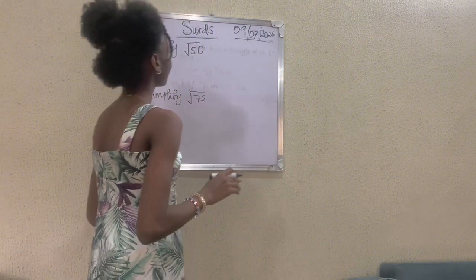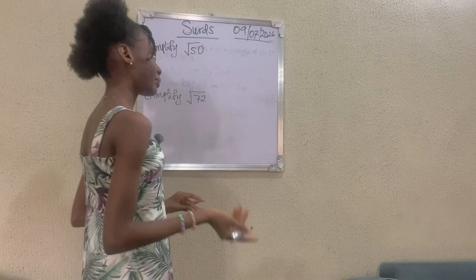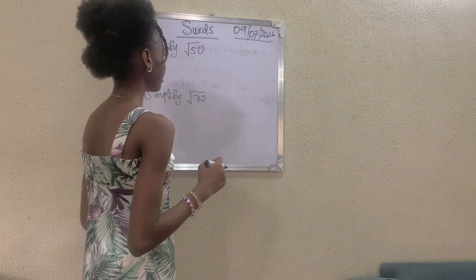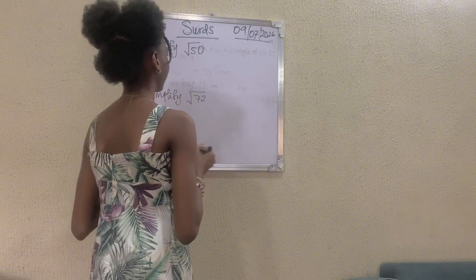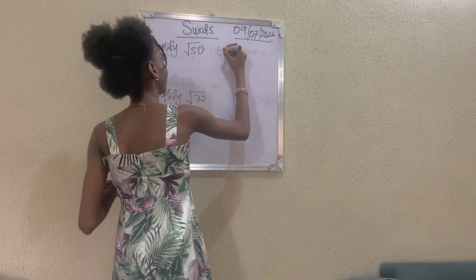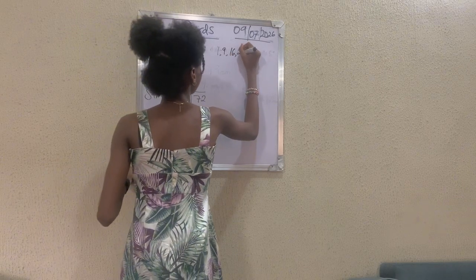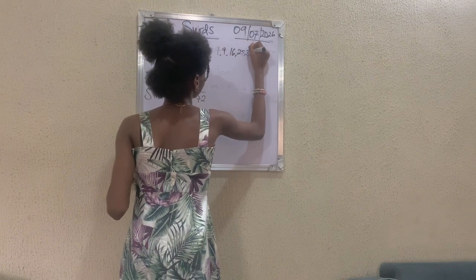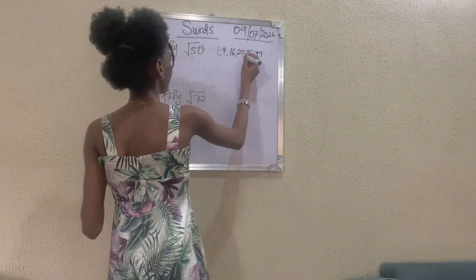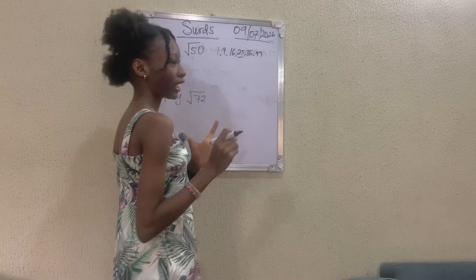Our first question says that we're supposed to simplify the square root of 50. As we all know, 50 is not a perfect square. So we're going to be looking for one square number that can divide 50 without any remainder. By square numbers, I mean numbers like 4, 9, 16, 25, 36, 49, etc.